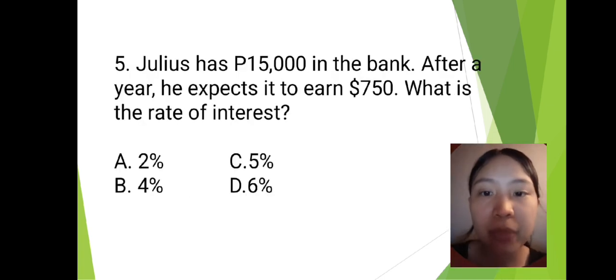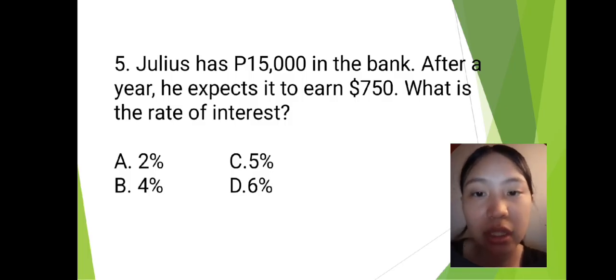Number 5, Julius has 15,000 in the bank. After a year, he expects it to earn $750. What is the rate of interest? A, 2%, B, 4%, C, 5%, D, 6%. So the correct answer is letter C, 5%.